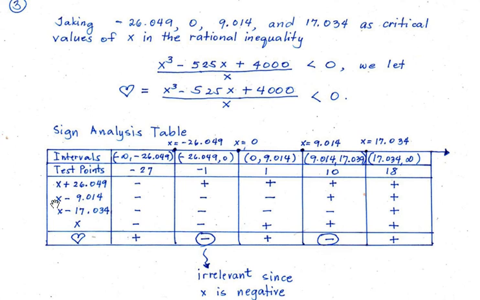These are the factors in the numerator of our function or our rational inequality, and this is the denominator x. Substituting the value of x in this particular linear factor of the numerator, x plus 26.049, with x equals negative 27. Obviously, negative 27 is higher than 26.049, so subtracting them will give us a negative answer. Then next, if x is negative 27, then negative 27 minus 9.014 is also negative. Then negative 27 minus 17 point something is still negative. And of course, negative 27 is negative.